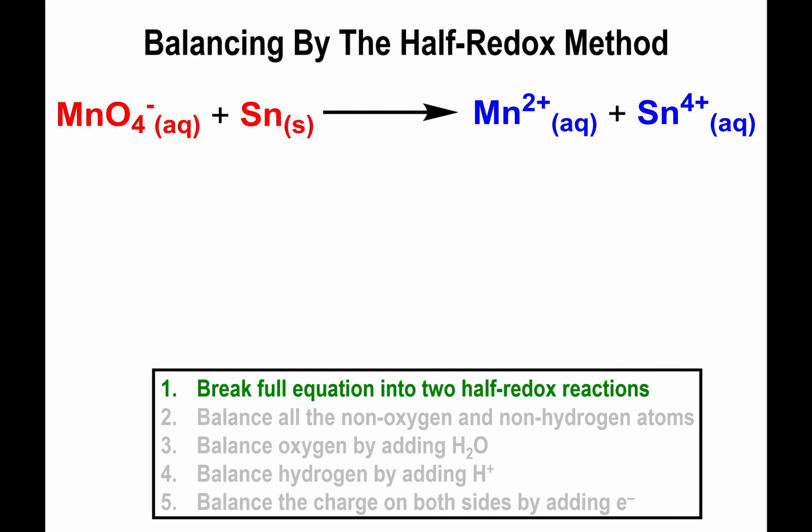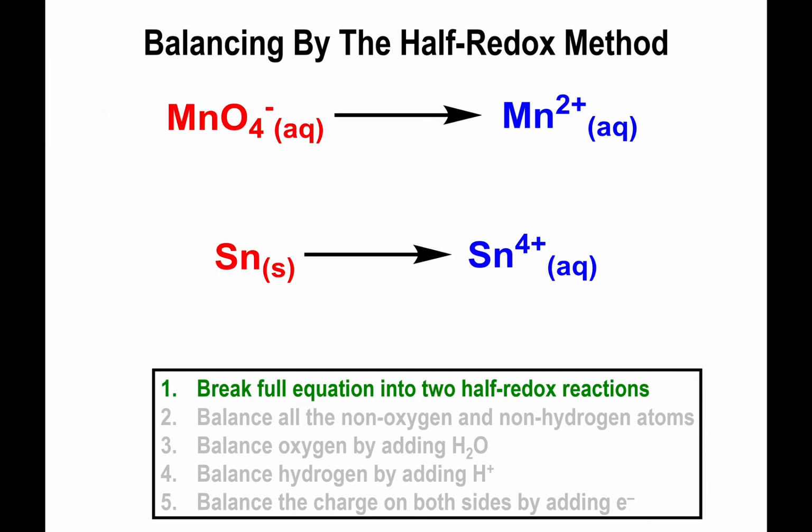All right, so here we go. We're going to break this up into two halves, the manganese half and the tin half, right? So that's the first step in the half redox method. Then we're going to balance all the non-oxygen, non-hydrogen atoms. That means manganese and tin in this particular example. We have one manganese on both sides and one tin on both sides. So they're basically balanced, and we need to do nothing there. So we move on to the next part, which is to balance the oxygens.